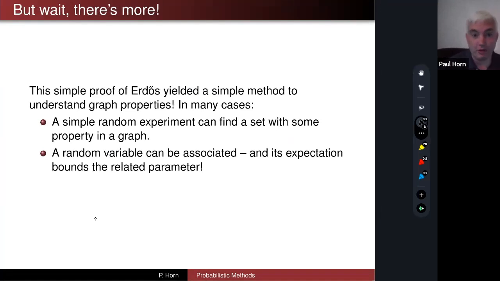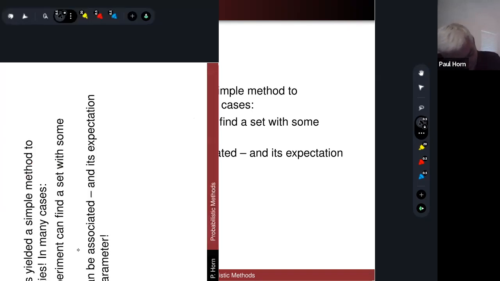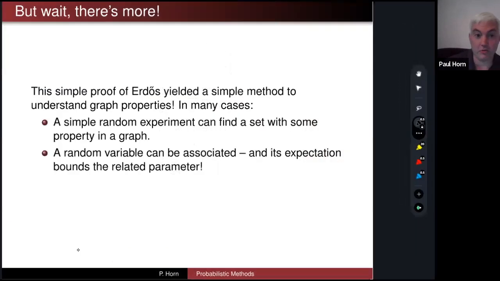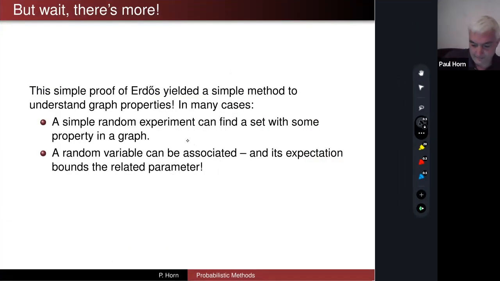In many ways, this was a really simple proof. I literally took a random graph here, and I showed with at least positive probability it had the property I want. And I did it by just computing an average. And actually, this very, very simple idea turns out to have a ton of applications. And in order to build our intuition a little bit, I'd like to give you some more.